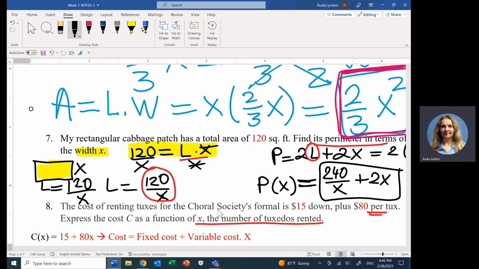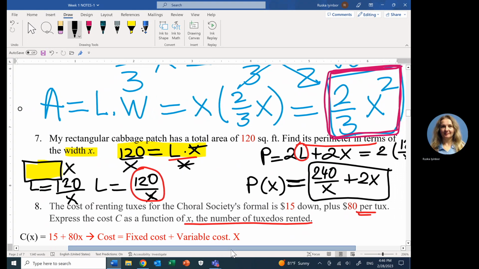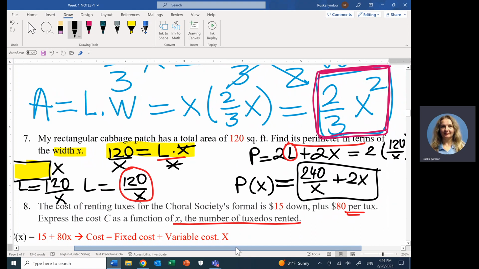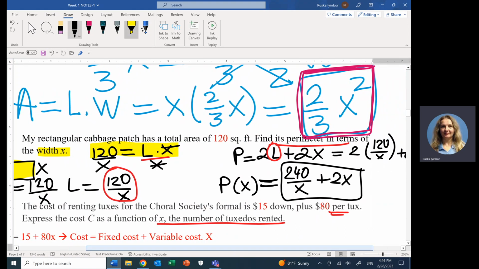And then they want us to express the perimeter. So the perimeter for any rectangular shape is 2 times the length plus 2 times the width. So this is the formula I have here. The perimeter is 2 times the length plus 2 times the width. But I know the width is x. So it's going to be 2 times L, the length, plus 2x.